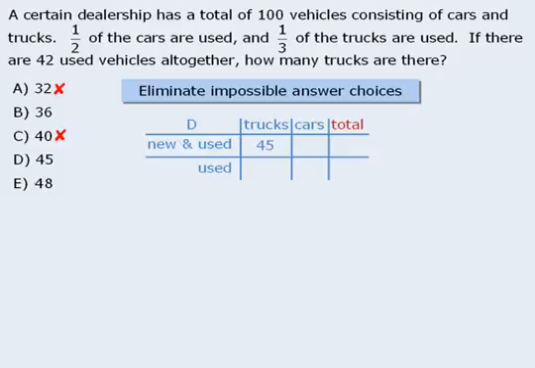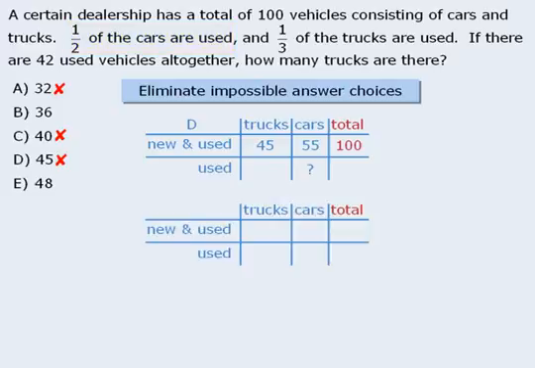If there were 45 trucks, then we would need 55 cars to make a total of 100 vehicles. However, the question tells us that 1/2 of the cars are used, which means the number of used cars is 1/2 of 55. Since the number of used cars must be a positive integer, we can eliminate answer choice D as well. At this point, we only need to test one answer choice. If it works, we'll take that answer. If it doesn't work, the other answer choice must be correct.